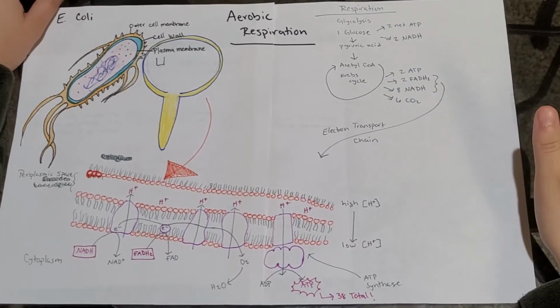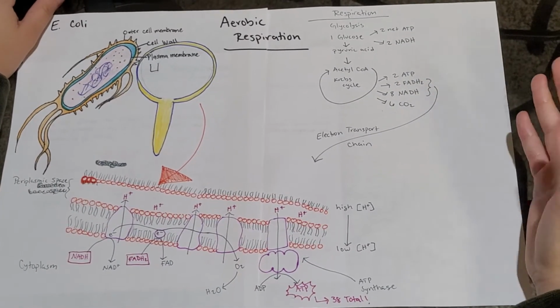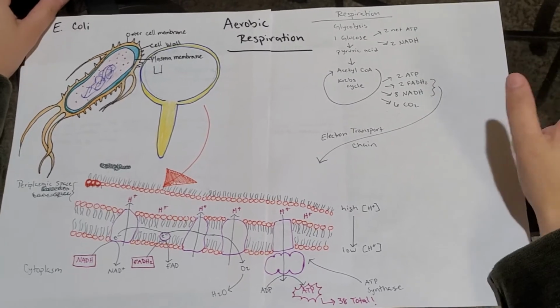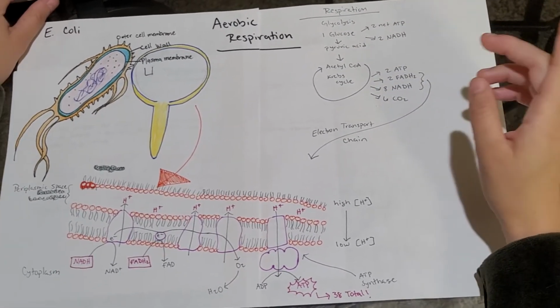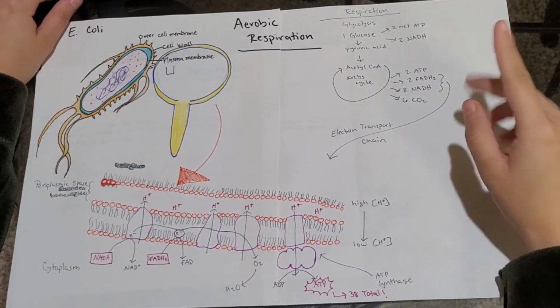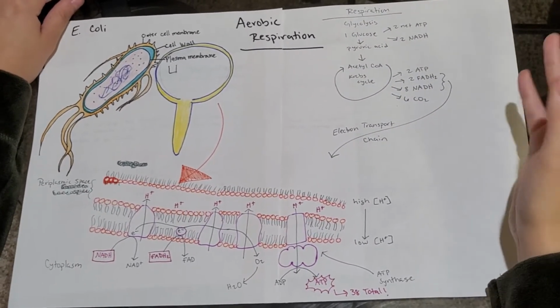Everyone, today I'll be talking about metabolic versatility of E. coli. In order to produce energy to live, organisms must produce ATP. Prokaryotes like E. coli produce the most ATP via aerobic respiration using oxygen as a final electron acceptor.